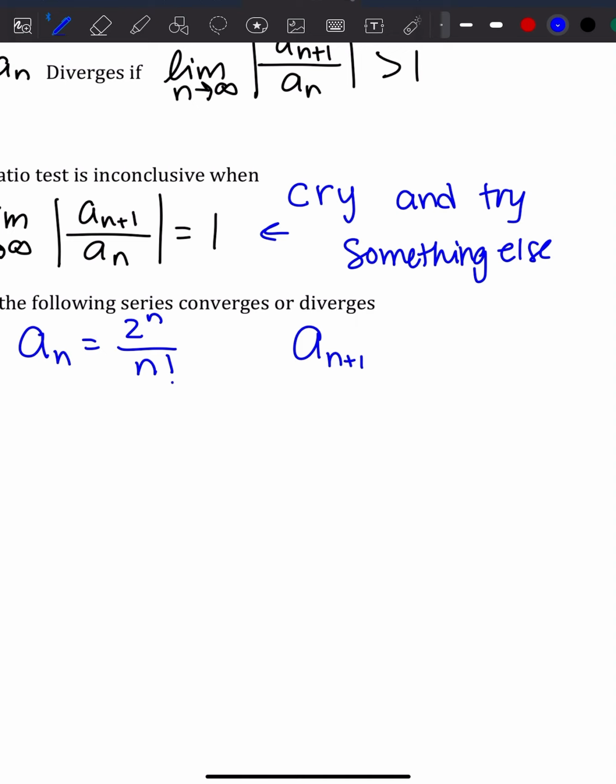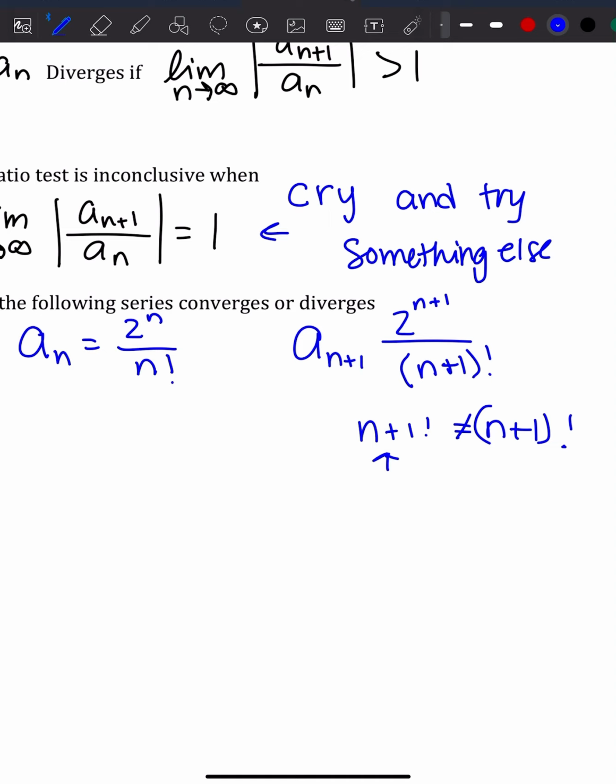For a sub n plus 1, we are looking at 2 to the n plus 1, so we're changing n to n plus 1 now, divided by n plus 1 factorial. So we need to make sure that we have parentheses there. If we don't, then we're going to have n plus 1 factorial, and this is not the same as that. This would be n factorial, and we add times 1, so plus 1.